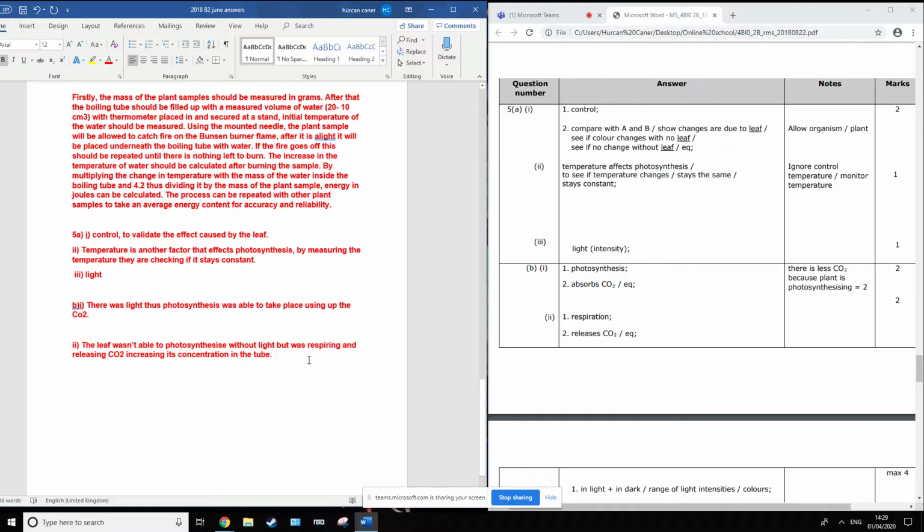But part C suggests a different method that the student could use to show that light affects photosynthesis in leaves.